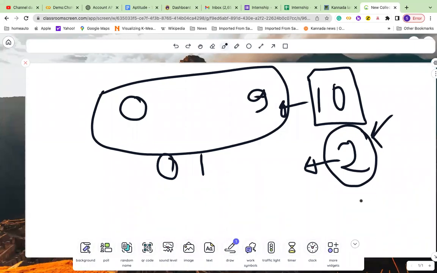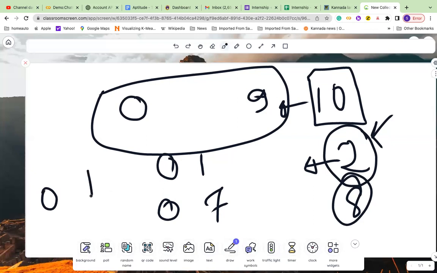So what is the next one? It is the octal number. Octal means 0 to 7. Another one is hexadecimal. Hexadecimal means 16, so 0 to 15. But how will they write it?